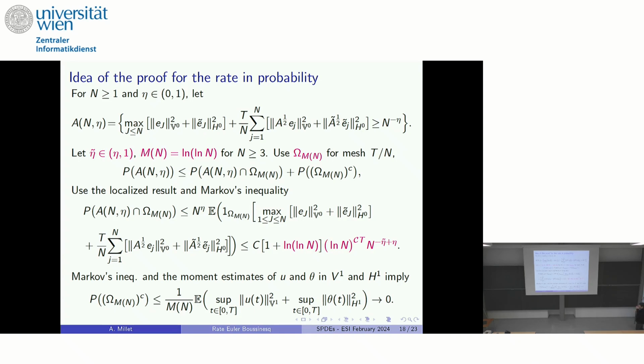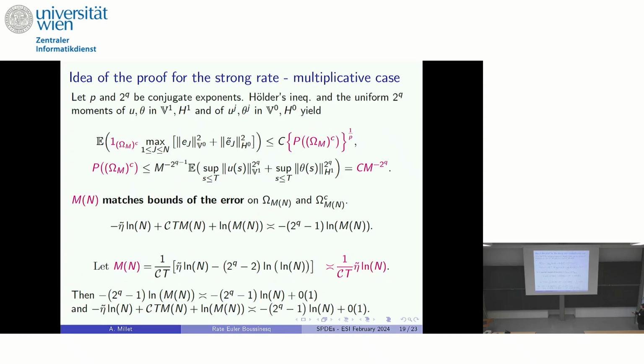So this goes to 0. And because we have good moments uniformly in time for the H1 norm, both for velocity and temperature, we know that the bad set is always well behaved, because m of n goes to infinity. So rate of convergence in probability is very easy to deduce from this localized convergence result we have.